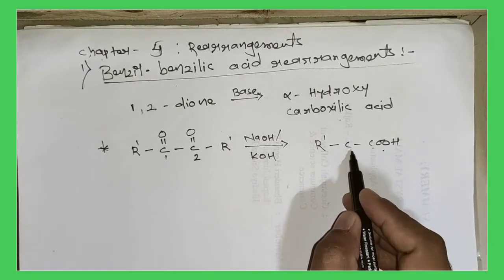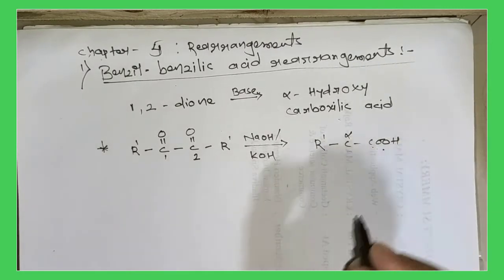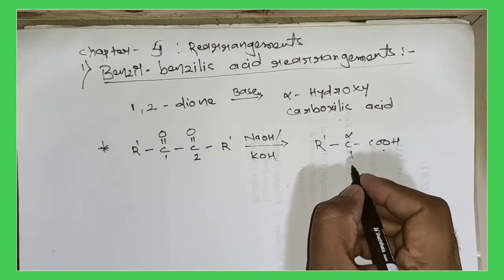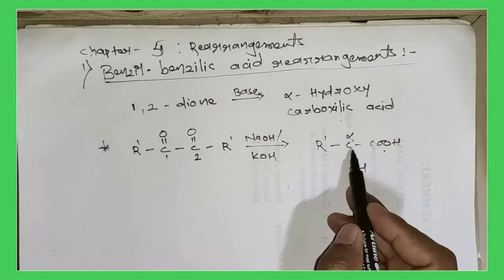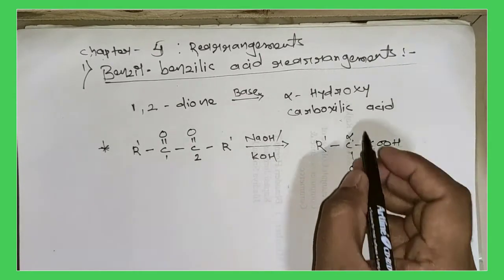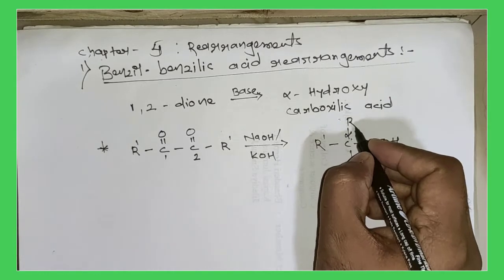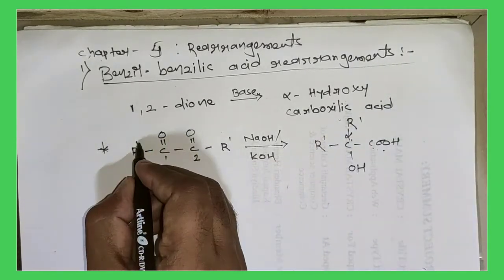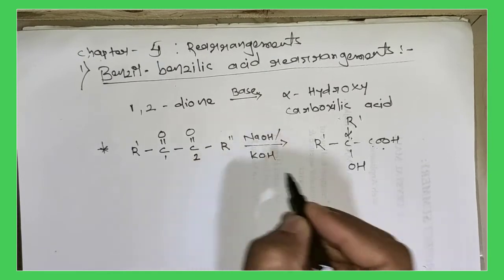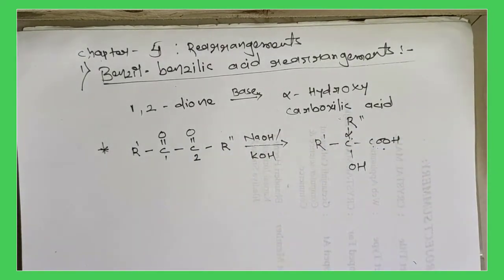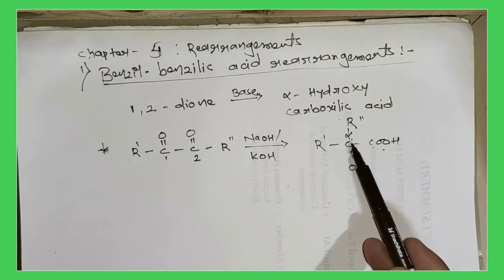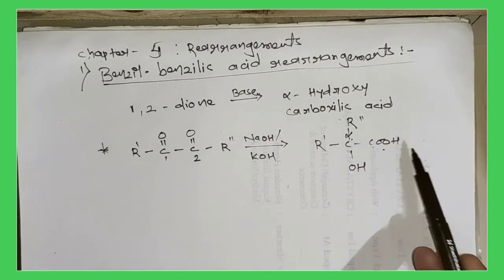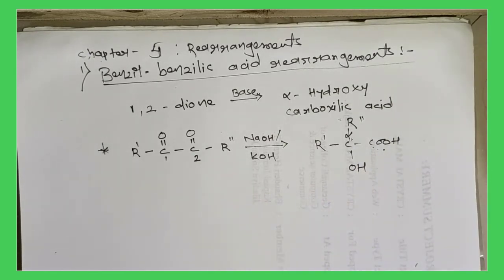The carbon nearer to COOH is known as the alpha carbon. This alpha carbon contains OH, so alpha hydroxy carboxylic acid. Now three valencies of this carbon are already occupied and the fourth valency is attached with R dash. Suppose this is R and this is R dash, so one is R dash and another one is R double dash, right? So here a 1,2-dione is converted to alpha hydroxy carboxylic acid derivatives. Clear?